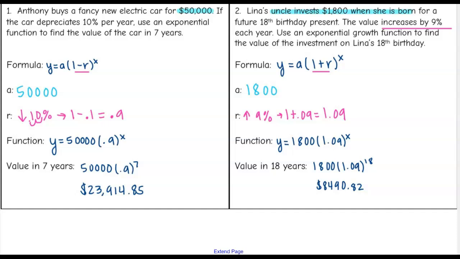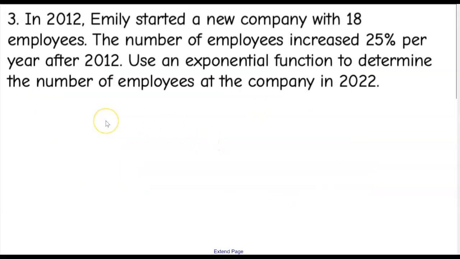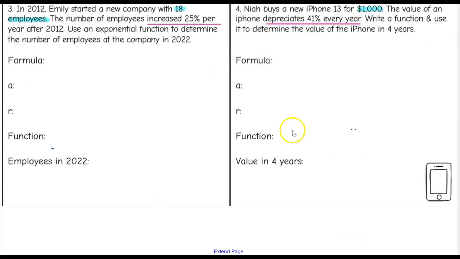All right, let's look at a couple more examples. In 2012, Emily started a new company with 18 employees. The number of employees increased by 25% per year after 2012. Using an exponential function, determine the number of employees at the company in 2022. All right, so 18 employees and it increases by 25% per year. So since it increases, we're going to use the growth formula: y is equal to a times 1 plus r raised to the x.